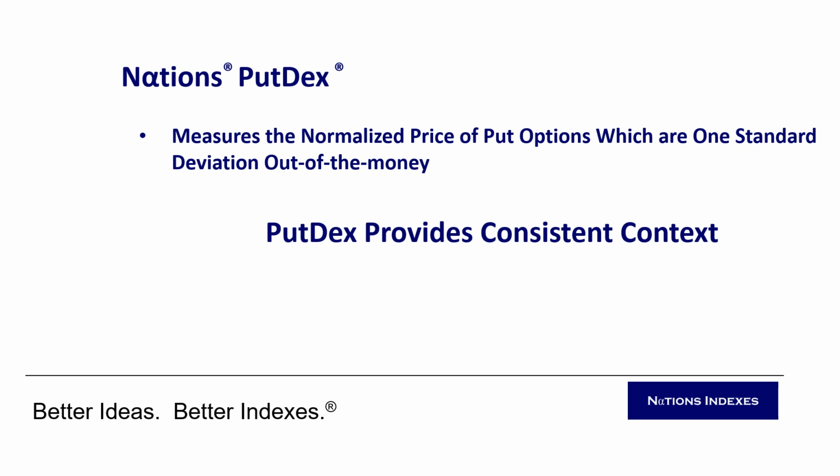So these are the sort of options speculators might buy to express a bearish point of view, or that an investor might buy as a hedge against a market decline. That constant delta, what many traders call moneyness, means PutDex always maintains its context.